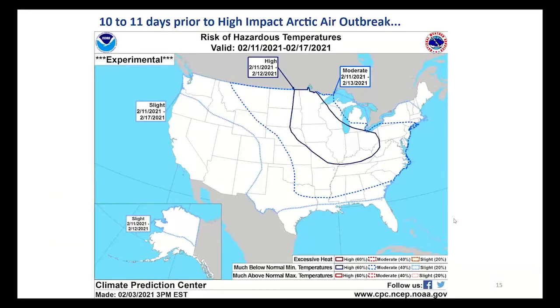So 10 to 11 days prior to this Arctic outbreak, we were seeing signs of this. Initially, we were a little more focused on the east central part of the country, but we did have a moderate risk of much below normal temperatures across the Great Plains.